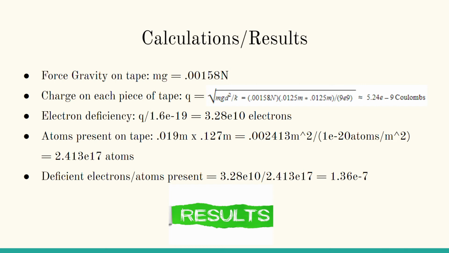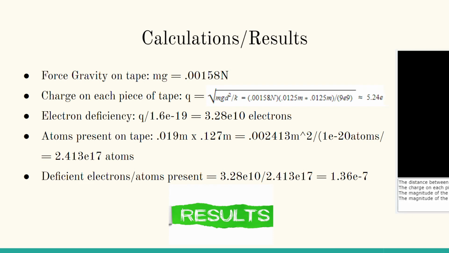To calculate the atoms present on the tape, we simply took the area of the tape and divided it by 1 times 10 to the negative 20, which gave us a total of 2.413 times 10 to the 17th atoms present. Finally, the ratio of the deficient electrons by the atoms present on the tape was about equal to 1.36 times 10 to the negative 7th.